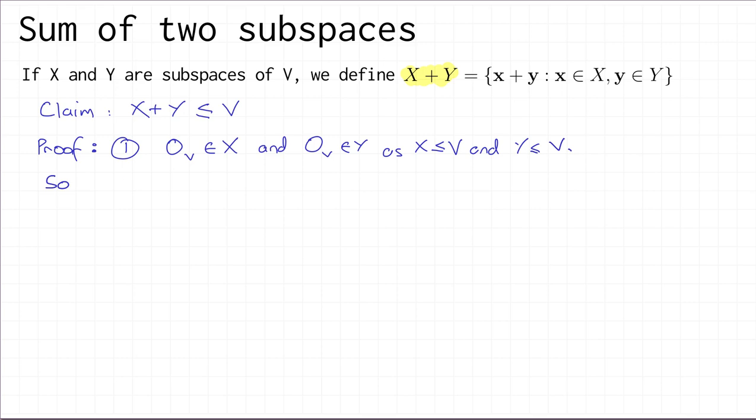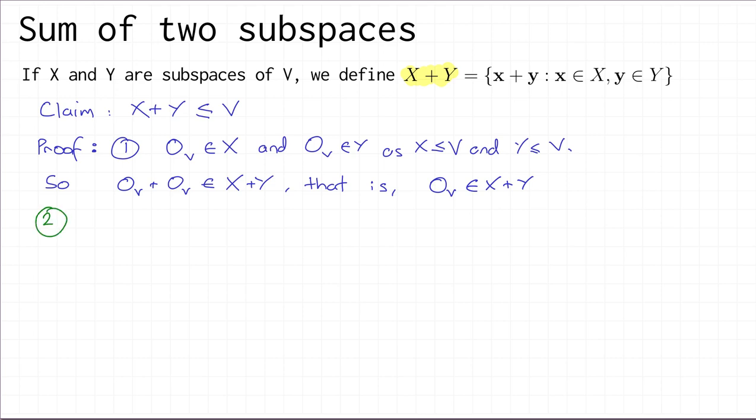So 0_V plus 0_V is an element of X plus Y, since X plus Y consists of all of the things you can get by adding something in X to something in Y. But of course, the zero vector plus the zero vector is the zero vector. That's part one of the definition of subspace.